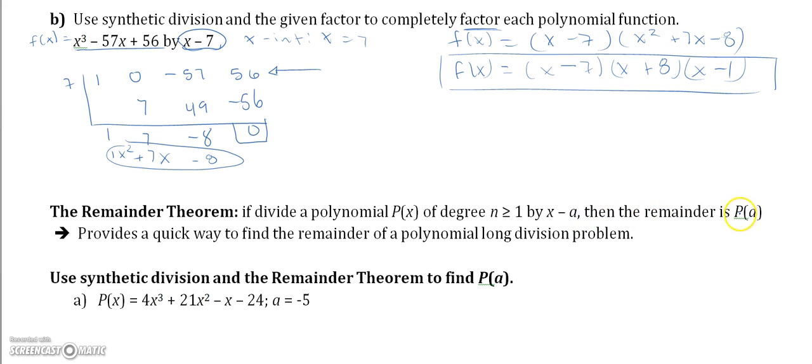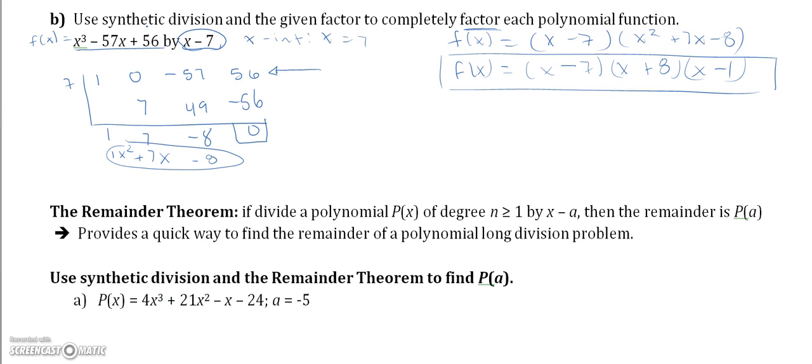So it says the remainder is p of a, or p of 7 in this example. P of 7, or f of 7, is whatever the remainder is. It's 0. So if I wanted to find f of 7, I could plug 7 into here, cube it, multiply it by negative 57, and add 56. And when I plug 7 into here and do direct substitution, I'm going to get 0. So the remainder theorem says that your remainder is what you'd get when you directly substitute your number 7 into your function and just plug it in and do your algebra 1.